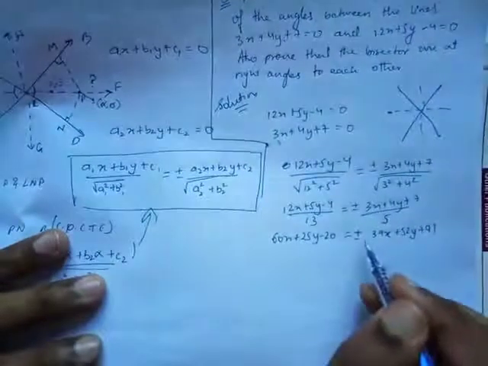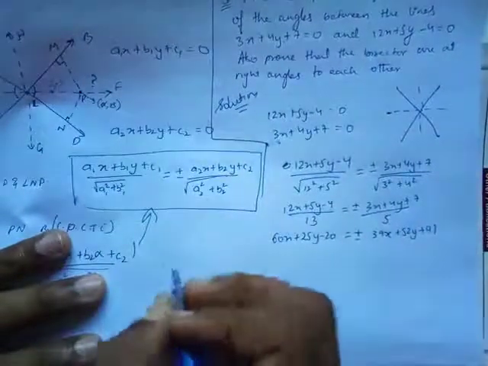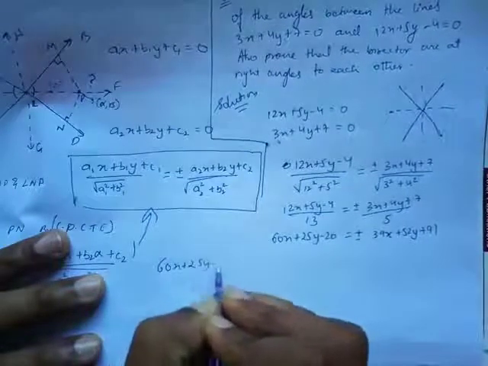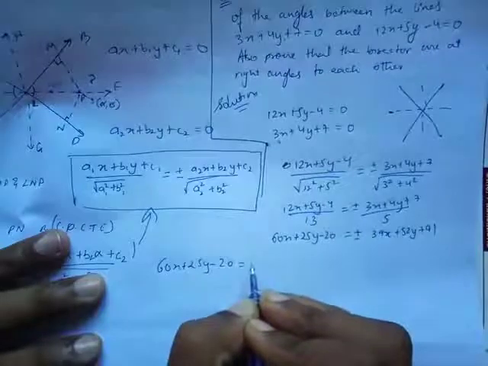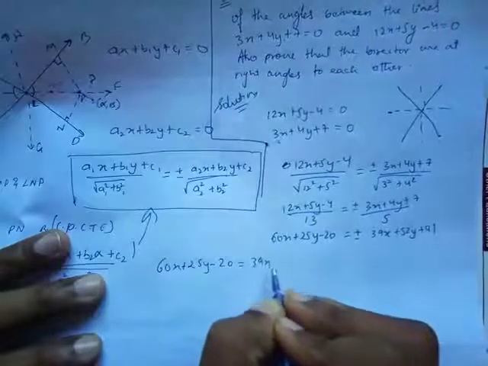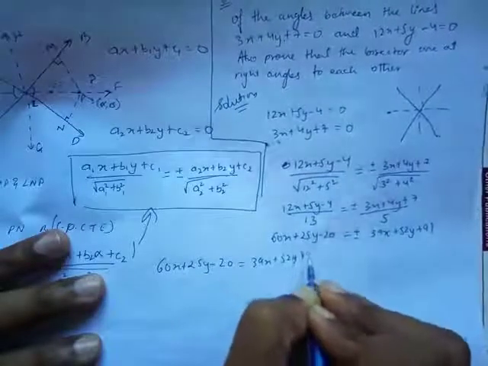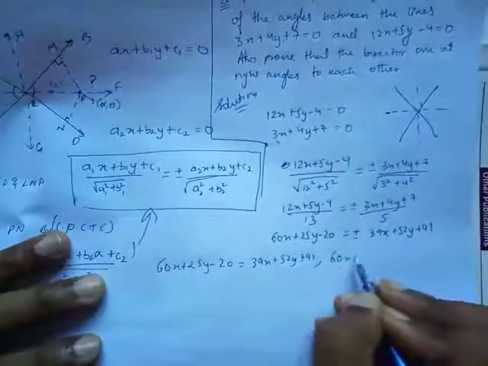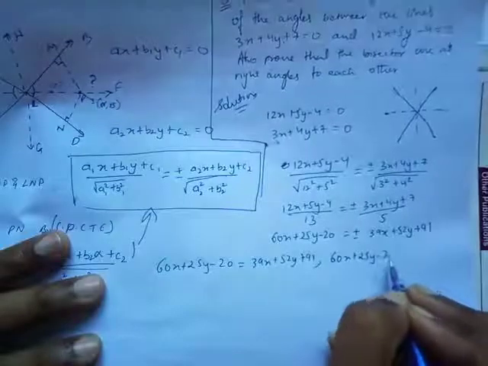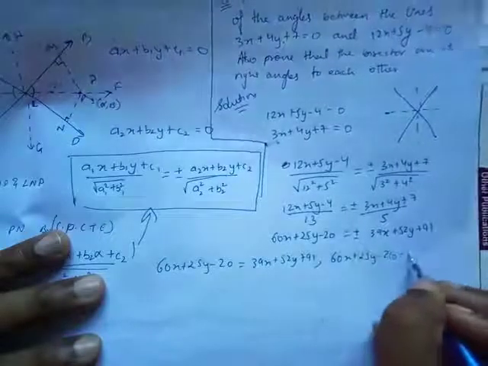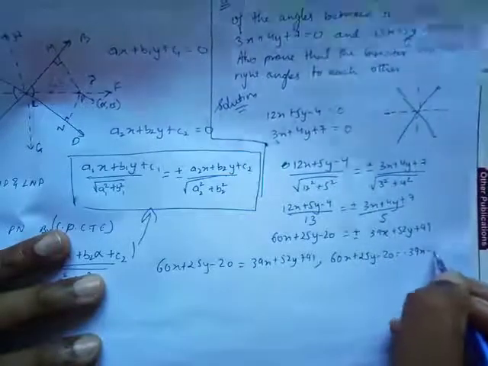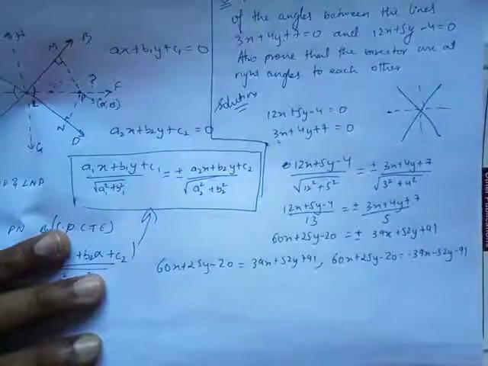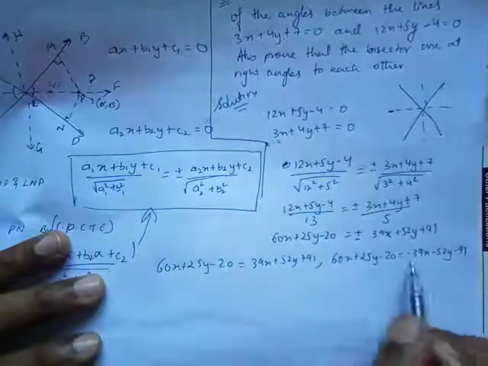But I'm going to make this into two equations. How? 60x plus 25y minus 20 equals, I'll put plus first, 39x plus 52y plus 91. This is my first equation. The second equation: 60x plus 25y minus 20 equals, now I'll take minus, minus 39x minus 52y minus 91. I think all of you observed what I did. First I took plus and then I took minus.